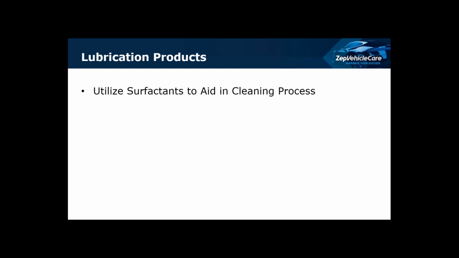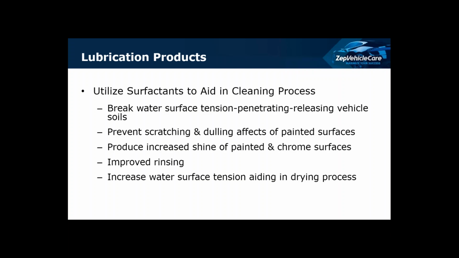So now let's get to one of the real foundational points in this balancing of the car wash, which is your lubrication products or your lubricating soap. It's all about the surfactants. You utilize the surfactants to aid in the cleaning process, and there's 4 different types of surfactants that we'll talk about today. But the type of surfactant that's used really determines what kind of wash you're going to get and how the end product is going to look.